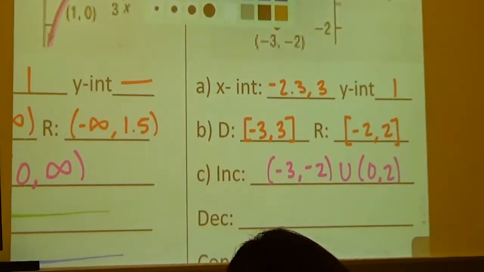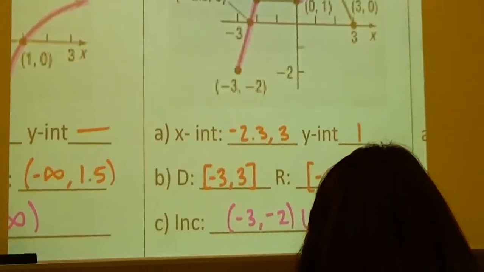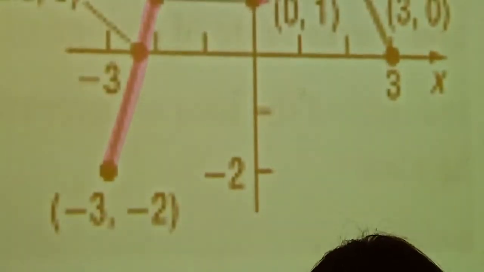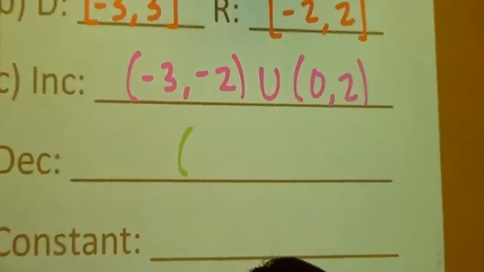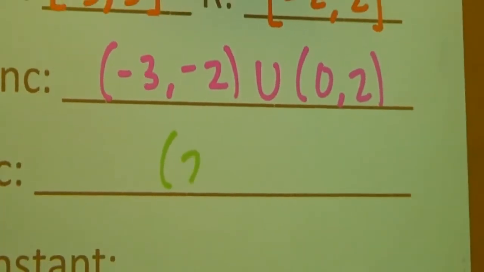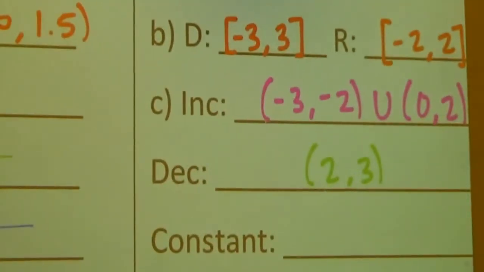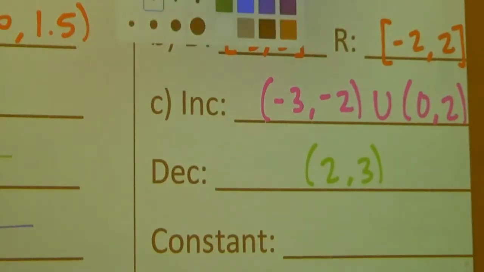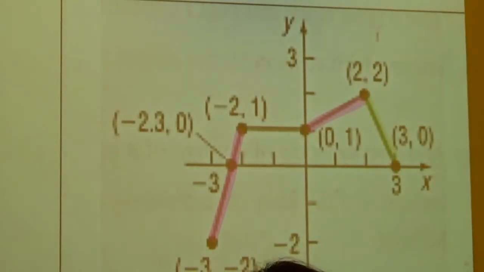Once we get done with this example, all right, decreasing. 2, 3. Good. This last little bit here, 2 to 3. And then is it constant anywhere? 2 to 0. Negative 2.